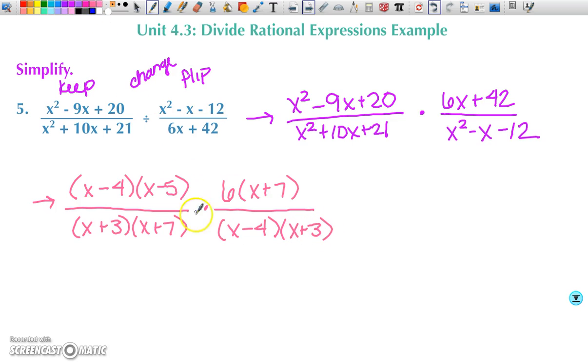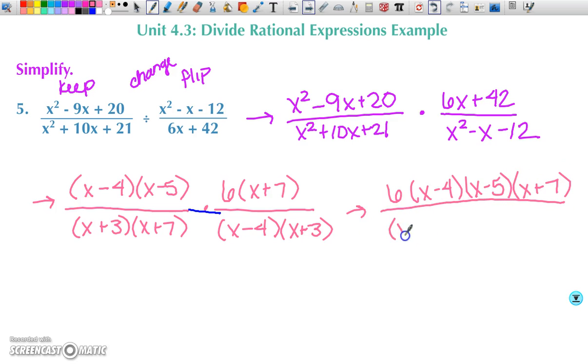Now we can extend this to say we're just multiplying straight across. And all I'm going to do is just put the 6 up here in front. So it becomes 6 and then x minus 4 times x minus 5 times x plus 7. And that goes over x plus 3 times x plus 7 times x minus 4 and another x plus 3.